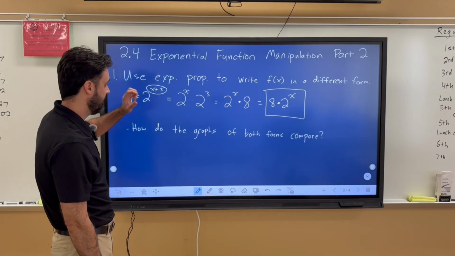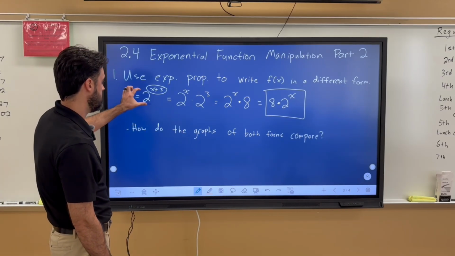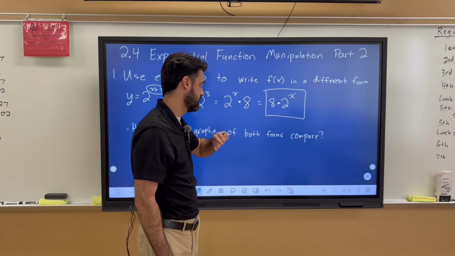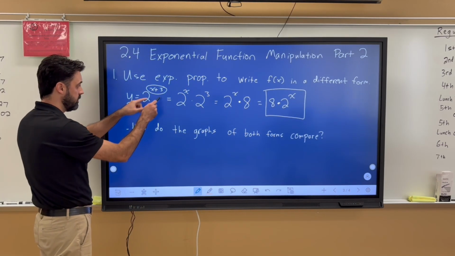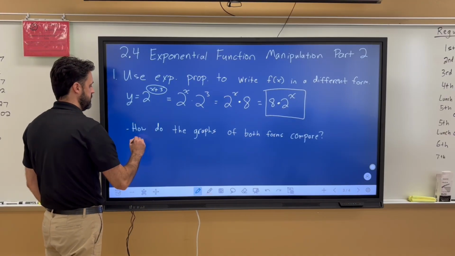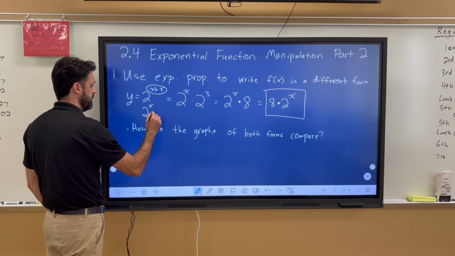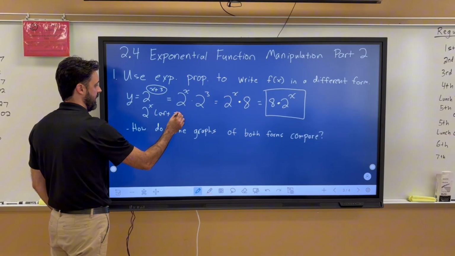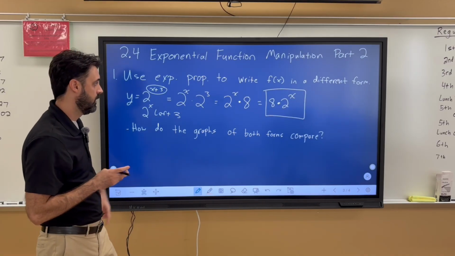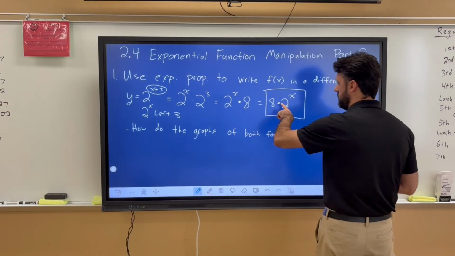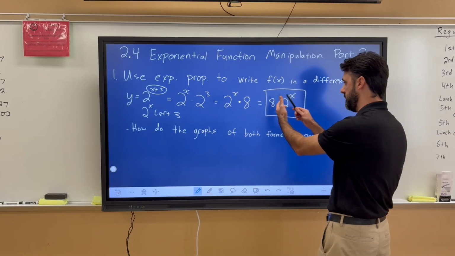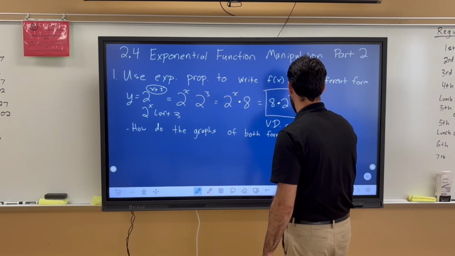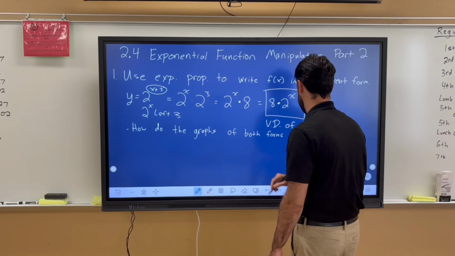Now, let's talk about the graphs of these two. So both of these are the graph of 2 to the x, right? 2 to the x, 2 to the x. This one has a plus 3. Well, that would just be the graph of 2 to the x, but then shifted left 3, right? We're adding with x, so it's going to move the graph to the left. Whereas this one, this is our value of a, and so it's multiplying the function. So this is a vertical dilation by a factor of 8.